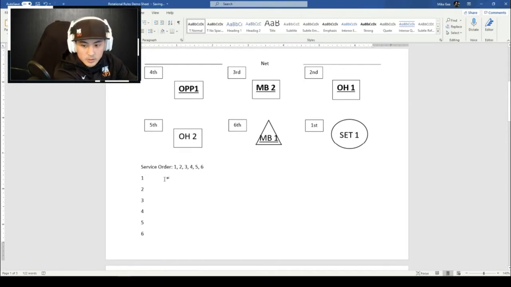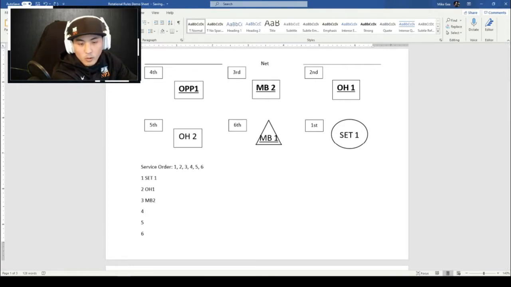Because I don't have jersey numbers or player names here, I'm just going to write in service order. So this would be set 1. The player in zone 2 happens to be OH1. The player in zone 3, or third in line to serve, happens to be middle blocker 2.